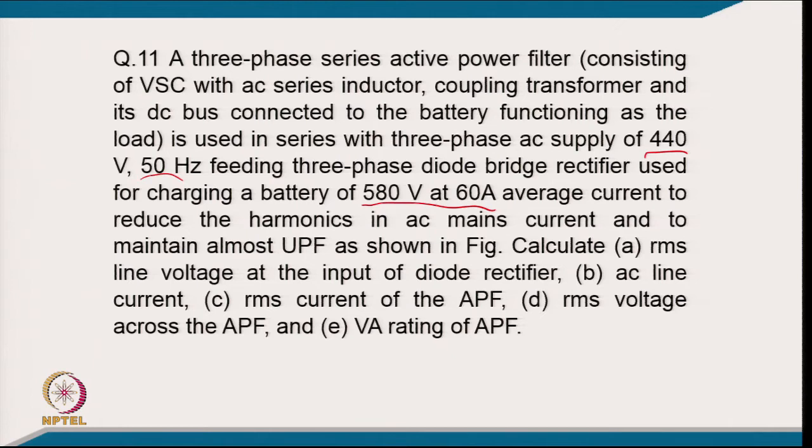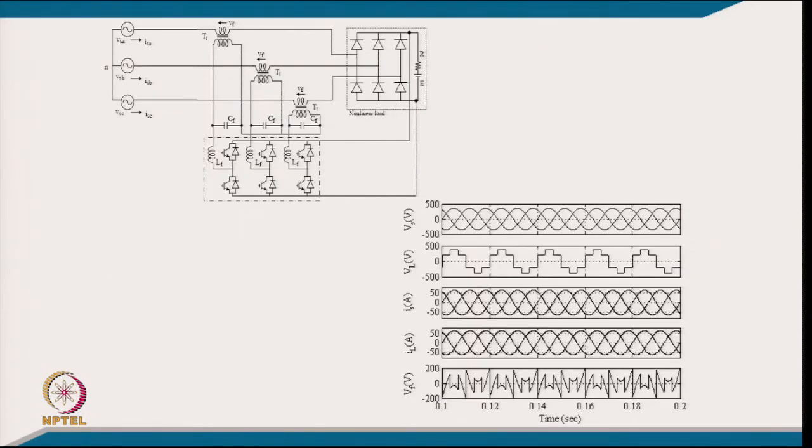as shown in figure. Calculate A, the line voltage at the input of diode rectifier, B, AC line current, C, RMS current of active power filter, D, RMS voltage across the series active filter, and E, the VA rating of series active filter.